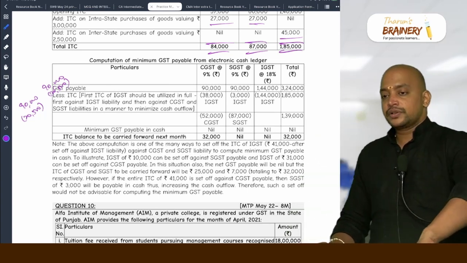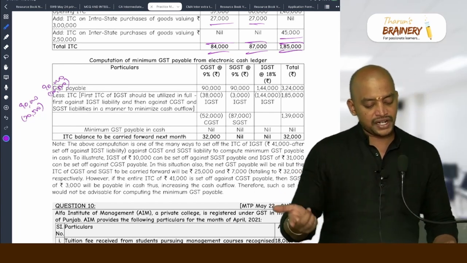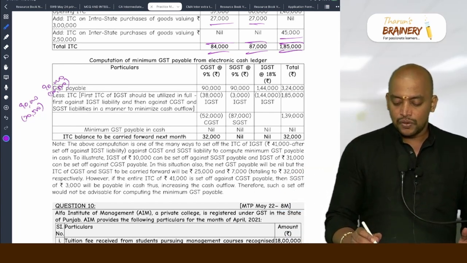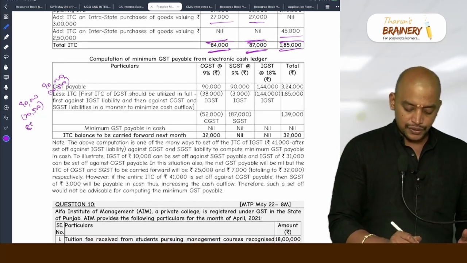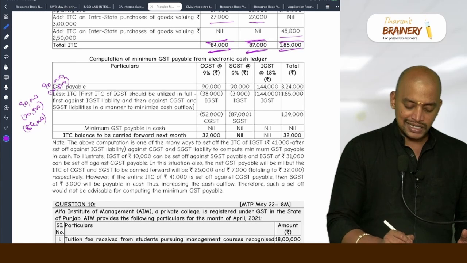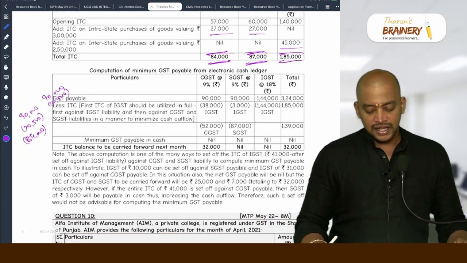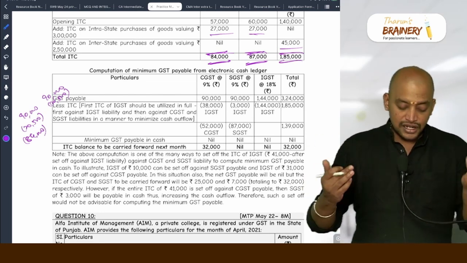So the remaining amount of IGST, we are using 41,000 equally, 20,500 and 20,500. Then its respective credit also we have. What is that? 84,000 and 87,000, prospective credits. So literally speaking, there won't be any GST liability. There is only excess credit.